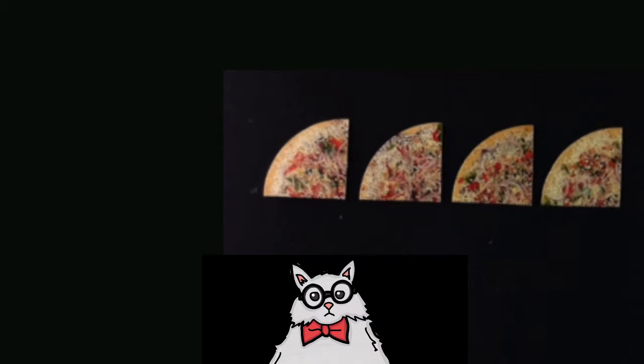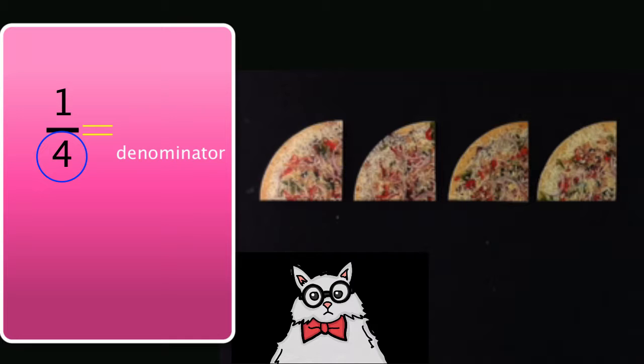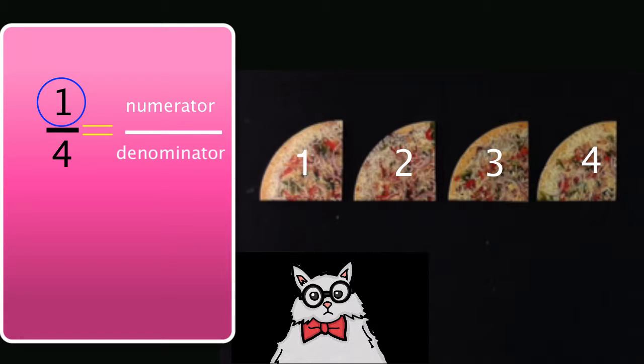Now, when I'm describing the amount of pizza that I would get, I would look at it as 1/4. The number on the bottom, which is called the denominator, tells you how many equal-sized pieces it was split into. The number on the top, which is called the numerator, is how many of those pieces you're talking about. So, my part of the pizza was 1 out of the 4 slices, or 1/4.